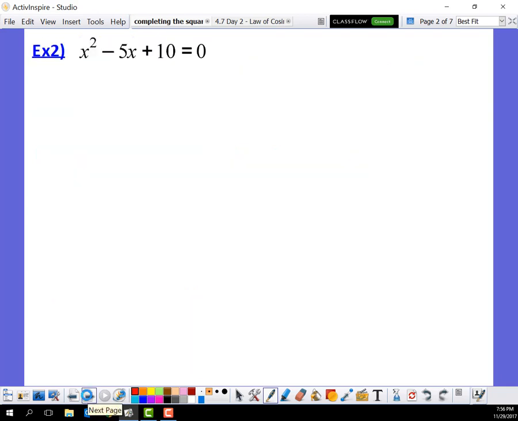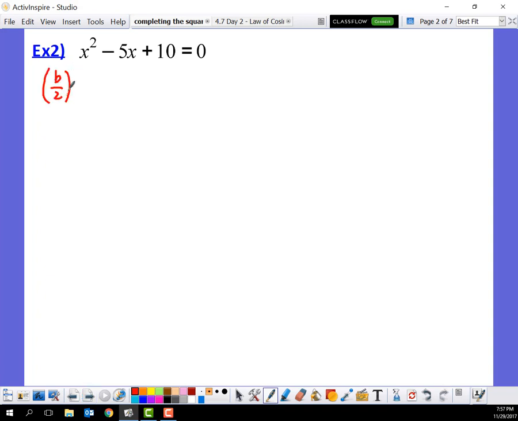Okay, example number 2, x squared minus 5x plus 10 equals 0. Same concept here. We're going to solve this by completing the square. Now I look and see my lead coefficient is a 1. That's good. That's what I want. That makes this problem easier. So then remember, b over 2 squared. b over 2 squared is what you need to remember.